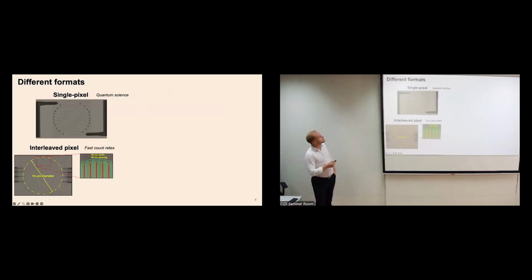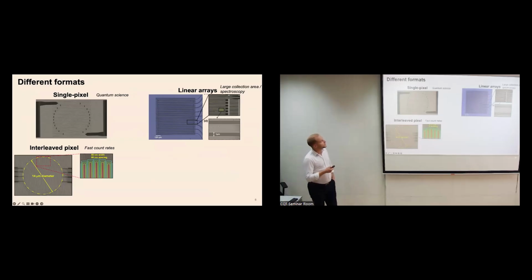We can arrange the nanowires as a single pixel. This is just one of these meanders. You get high count rates, which you'll see later on. We also interleave these devices together. So this is 4 SNSPDs covering one single optical node, and then you can increase your count rate by a factor of 4.